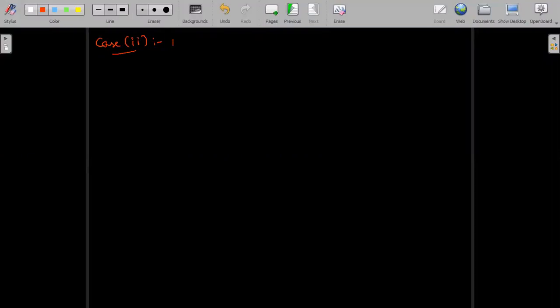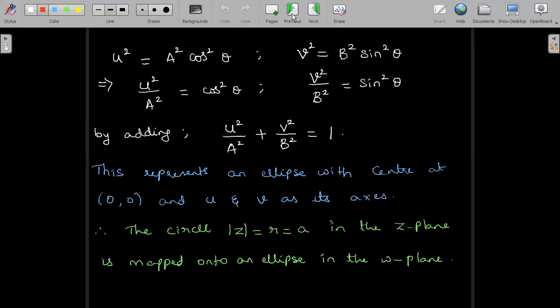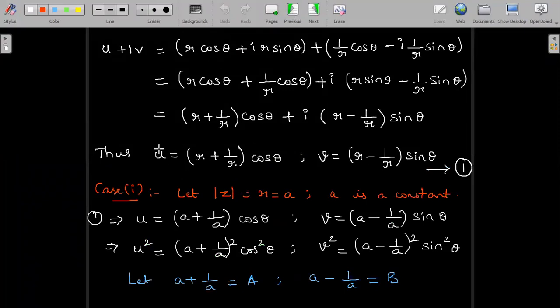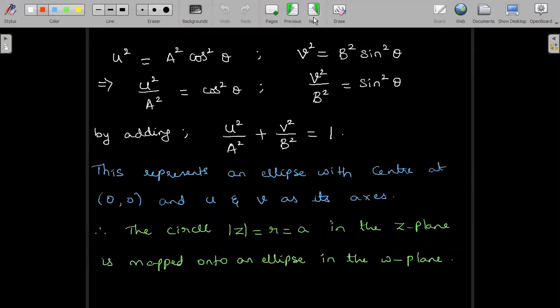Case 2, let us assume amplitude z is equal to theta. This is already known for us. Let us assume this as b, where b is a constant. We need to take it as a constant. I am taking the constant value as say b. Now we will substitute theta is equal to b in equation 1. So equation 1 says u is equal to r plus 1 by r cos theta, v is equal to r minus 1 by r sin theta. We are taking theta is equal to b in equation 1.